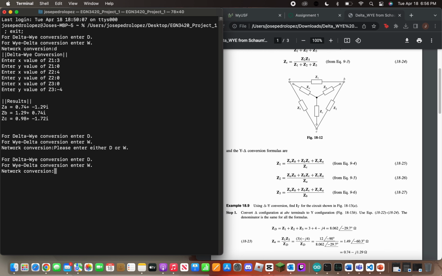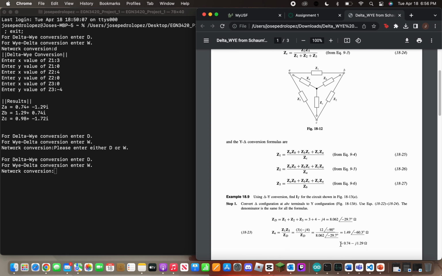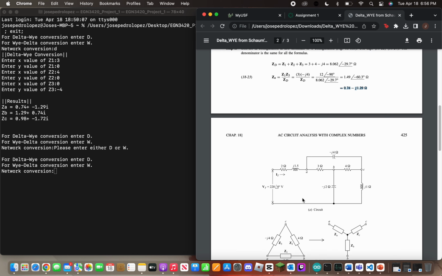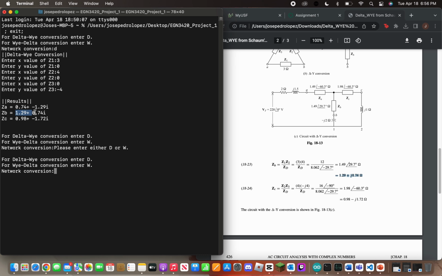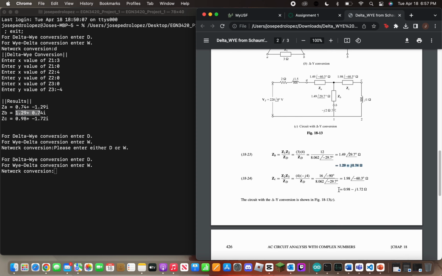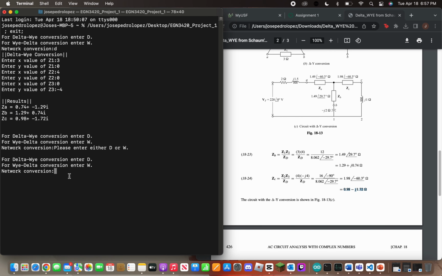And if I enter it, it will give me the results of 0.04 minus 1.29i, which was the given value for ZA. And ZB was 1.29 plus J 0.4, which is right here as well. And the same can be done for ZC, which is right here and right here.